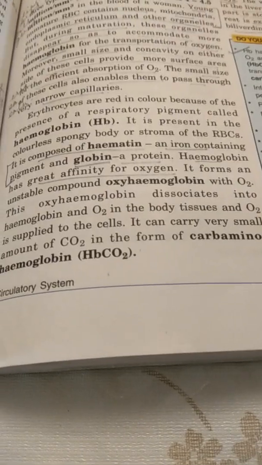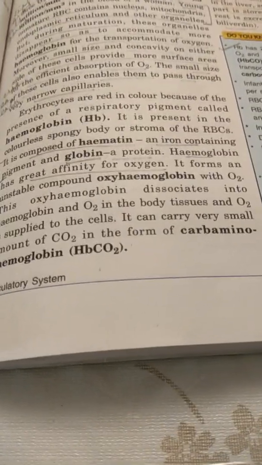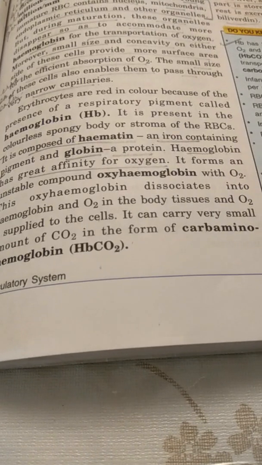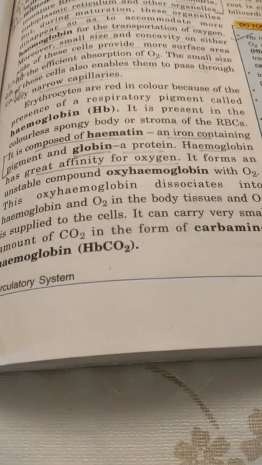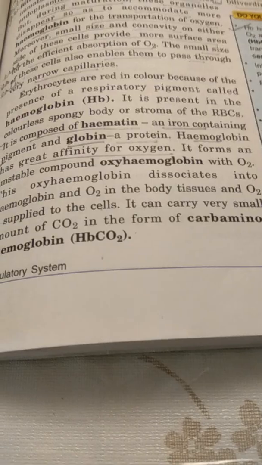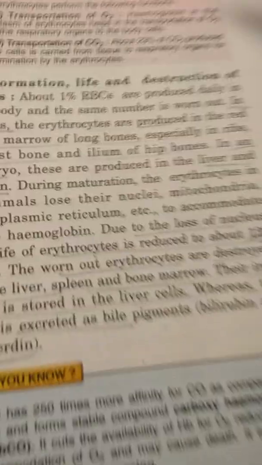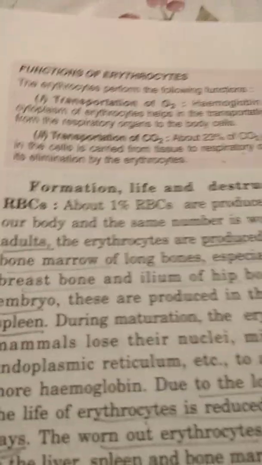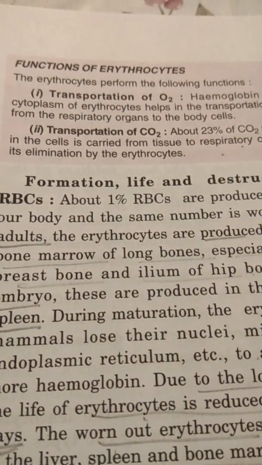Red blood cells can also carry carbon dioxide along with it. This hemoglobin can combine with carbon dioxide also, but in very small quantity. So it can carry a very small amount of carbon dioxide in the form of carbaminohemoglobin, HbCO2. Again, it is an unstable compound. Now, the functions of red blood cells or erythrocytes.